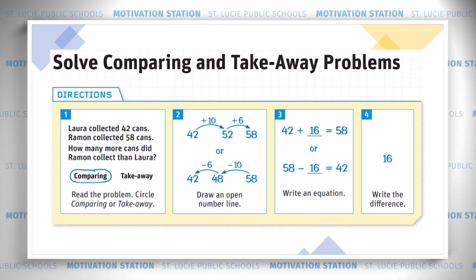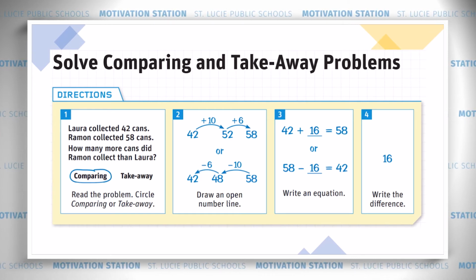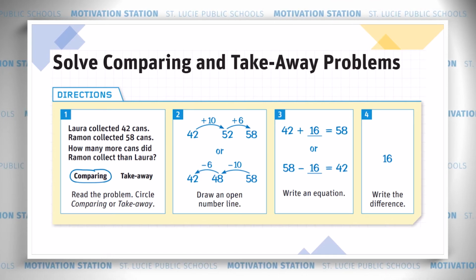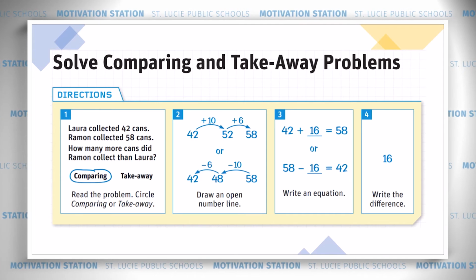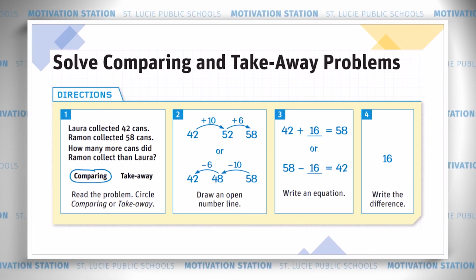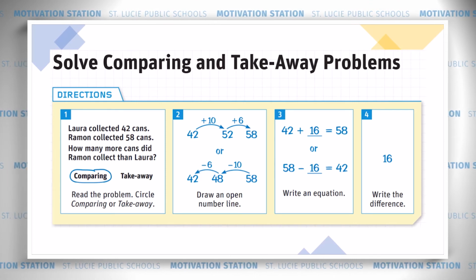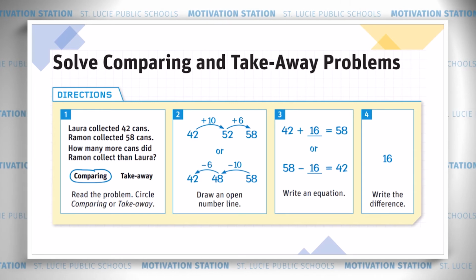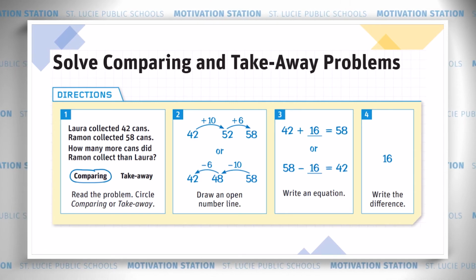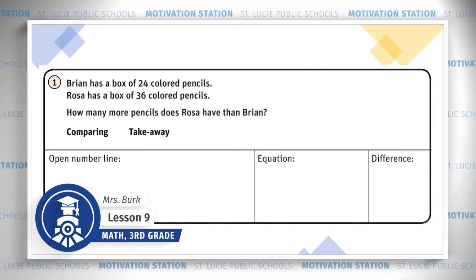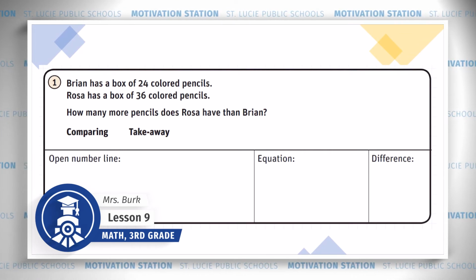Step 2 says, draw an open number line. Step 3 says, write an equation. Remember, your equation should always match. For comparing, you can do addition or subtraction, so your equation always needs to match what your open number line is. For takeaway, we do subtraction. Step 4 says, write the difference. We will do the first two problems together, and then you will do the last two on your own.